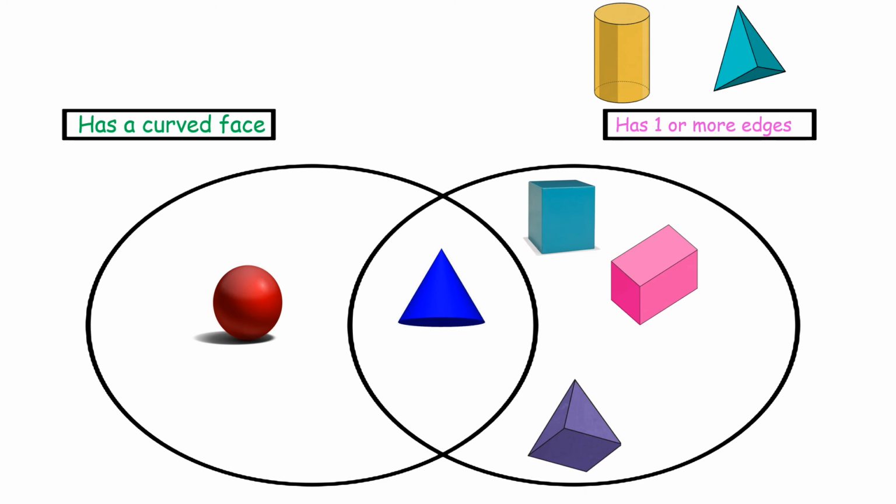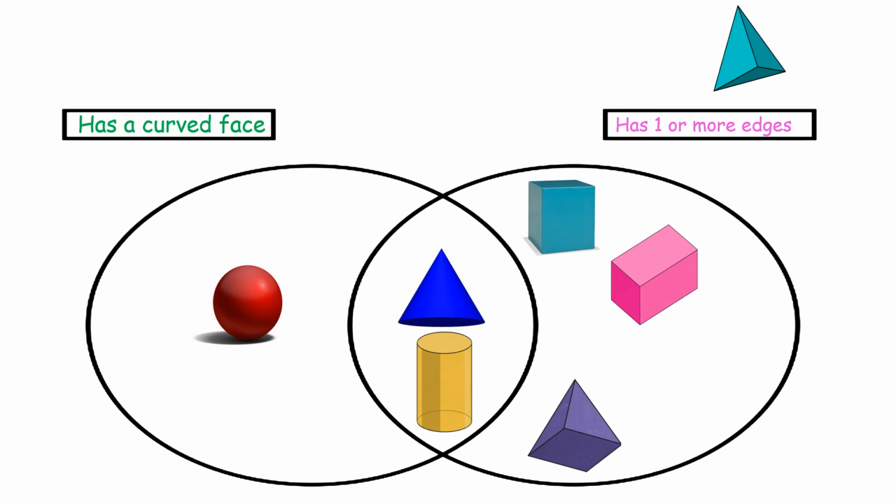Let's have a look at the next shape, a cylinder. Now, does the cylinder have a curved face? Yes, it has 2 flat faces, but it has one curved face going across the center. Does it have one or more edges? Yes, it has 2 edges. So where do you think the cylinder needs to be placed? Great work. It does need to be placed in the middle because it has a curved face and it has more than one edge.